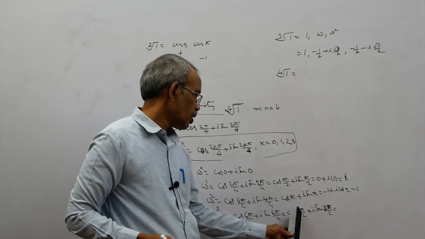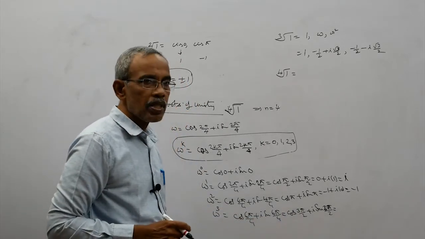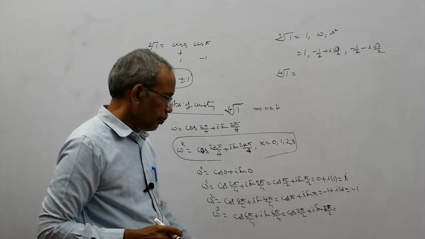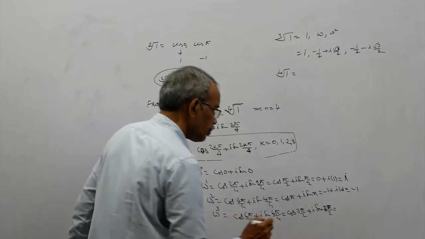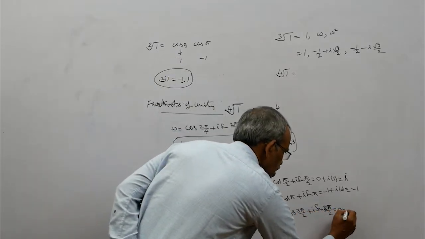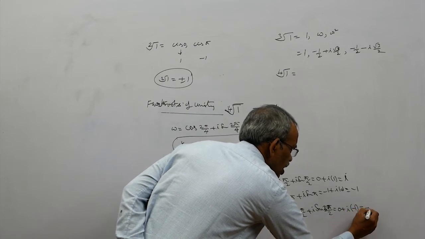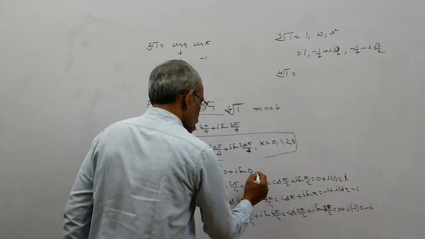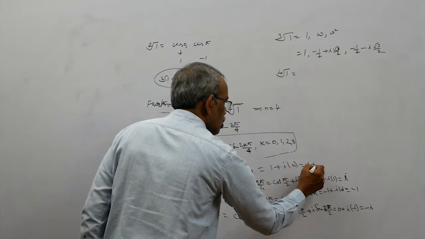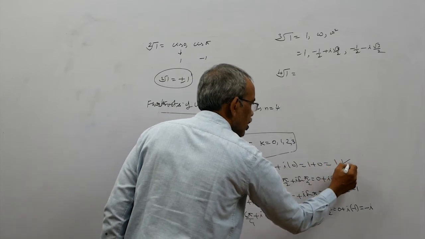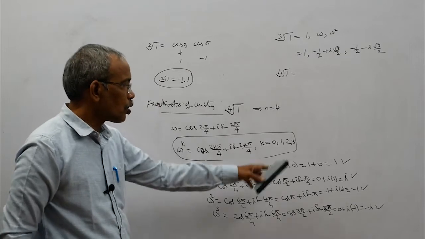Cos 270 is equal to cos of 180 plus 90. Cos of 180 plus 90 is equal to minus cos 90, that is equal to 0. 0 plus I into sin 270, which is equal to minus 1, that is equal to minus I. So we get 1, plus I into 0, that is 1 plus 0 is equal to 1, I, minus 1, minus I. These are the fourth roots of unity.